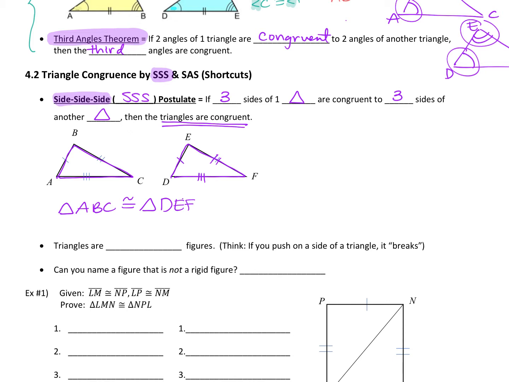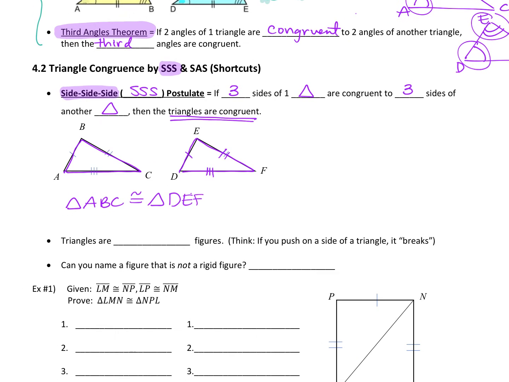Okay, so make sure you name it in the exact same order so we know what parts match up. Because right now we're saying that A corresponds to D, and B corresponds to E, and C corresponds to F. Okay, you have to match up the corresponding parts. Does that make sense? Okay.